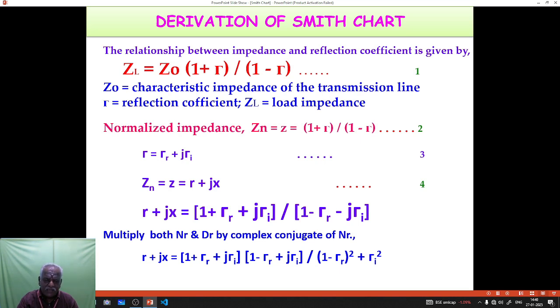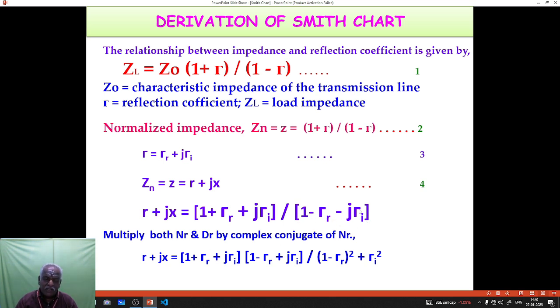Gamma is the reflection coefficient, and it is a complex quantity. So we can write gamma equals gamma r plus j gamma i. Similarly, the load impedance is complex. It has both a resistance part and a reactance part, so we write r plus jx. According to this definition, r plus jx is equal to (1 plus gamma r plus j gamma i) divided by (1 minus gamma r minus j gamma i).